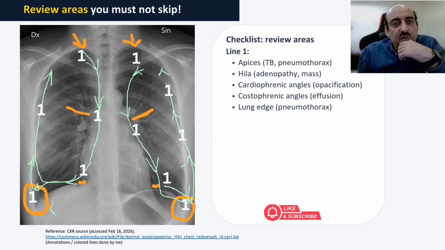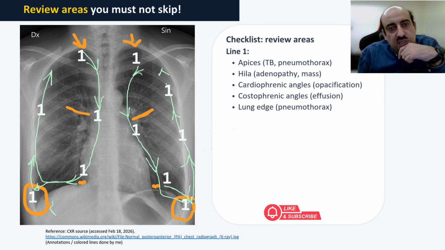Line 1: if you follow the orange arrow and the orange annotations, line 1 follows the sequence. From the lung apex, look for any evidence of TB or pneumothorax. A subtle apical pneumothorax can be missed. Then follow the green line to the hila.